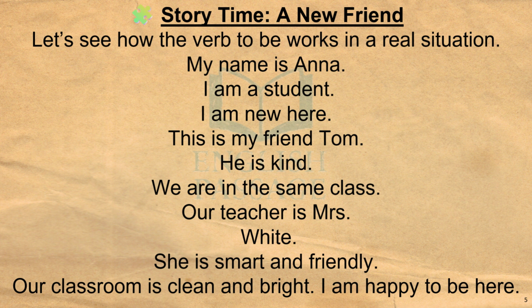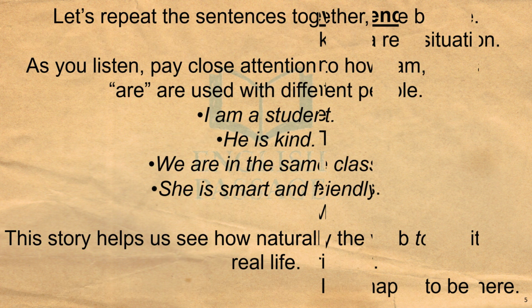Story time. A new friend. Let's see how the verb to be works in a real situation. My name is Anna. I am a student. I am new here. This is my friend Tom. He is kind. We are in the same class. Our teacher is Mrs. White. She is smart and friendly. Our classroom is clean and bright. I am happy to be here.